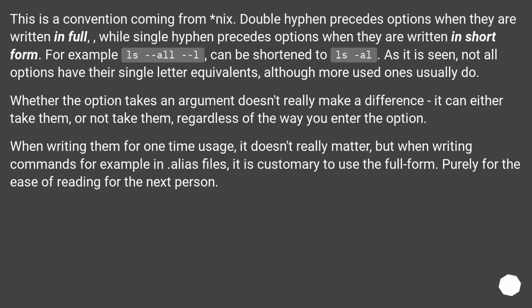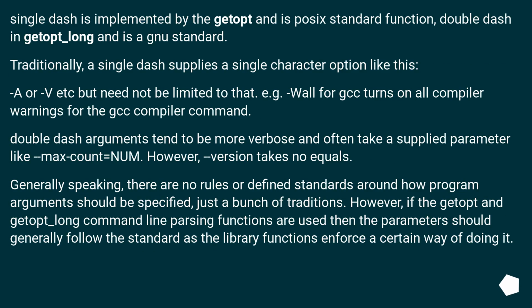When writing them for one-time usage, it doesn't really matter, but when writing commands, for example in alias files, it is customary to use the full form, purely for the ease of reading for the next person. Single dash is implemented by getopt, which is a POSIX standard function. Double dash is in getopt_long and is a newer standard.